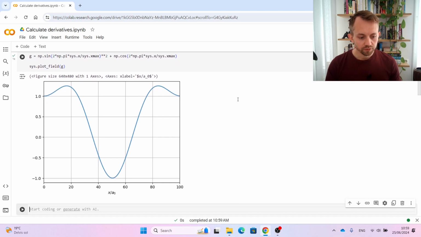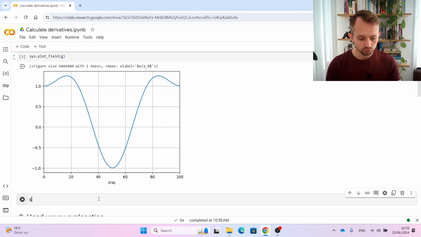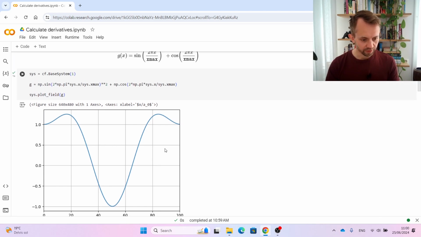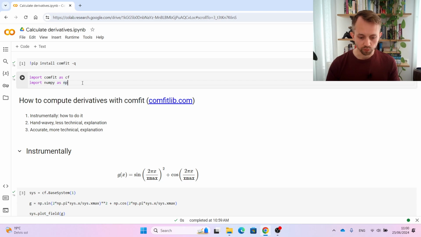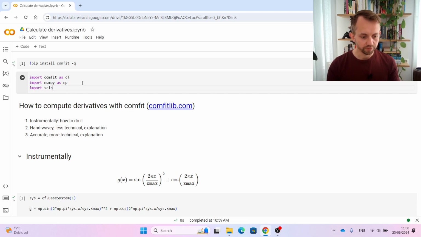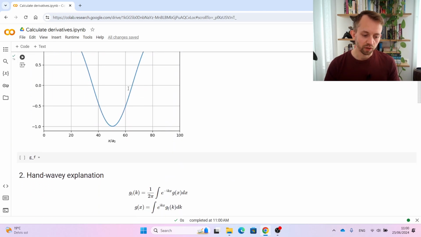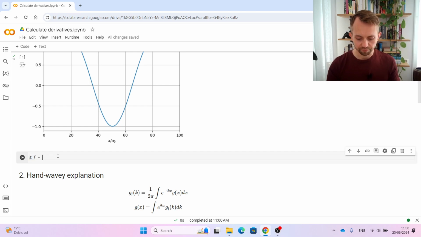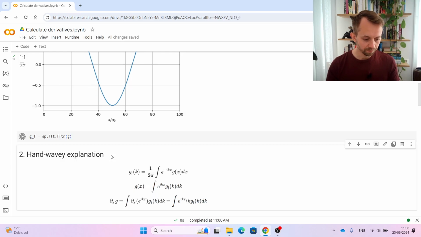So to calculate the derivative of this function, the first thing that I'm going to do is to calculate the Fourier transform of the g function. So I'm going to call that gf, and I just realized that I need the SciPy package to do so. So I'm going to import the SciPy package as well. You can use NumPy, but I've found that SciPy is slightly faster in some circumstances. So this is me transforming the g function. So now I'm getting the Fourier transform of that.